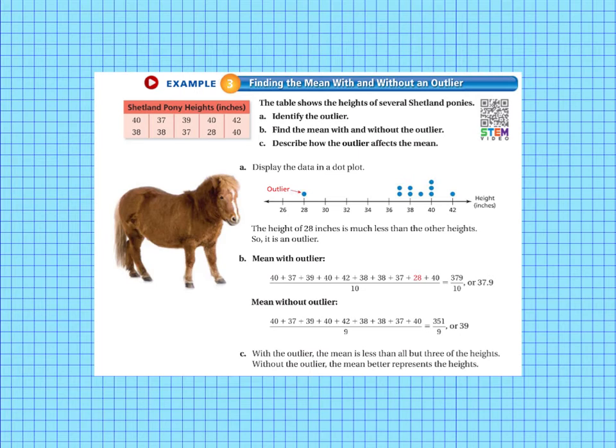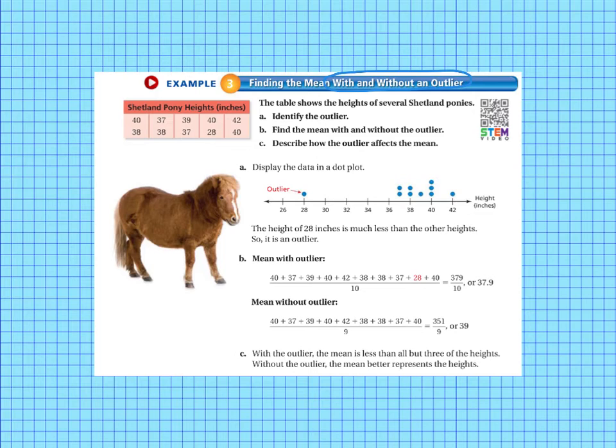Okay, let's look at example 3. It has an A, B, and C. So we're going to take each one separately, but they're all part of the same problem. We are finding the mean with and without an outlier. I know you've put this into your notebook in Words Worth Knowing, so I'm going to give you my definition, but you've got the book definition as well. An outlier is a value that's way outside of what most of the values are.